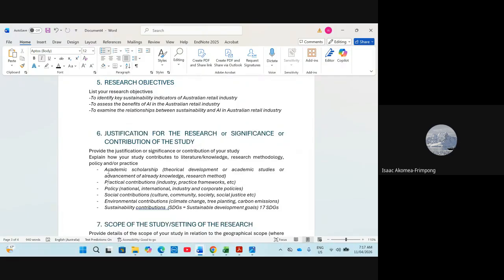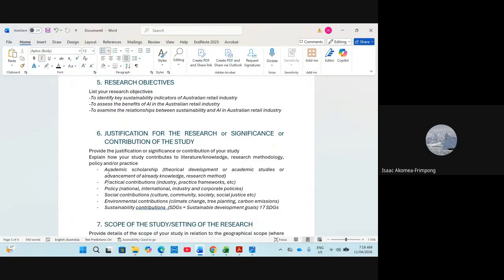So somebody like Tim, I think your study is about climate change and health implications. So after your study, how is your study going to contribute to, for example, Ghana's national policies on climate change and even health in general? You need to state that. How is your study going to contribute to climate change, tree planting, carbon emissions, anything you need to mention?